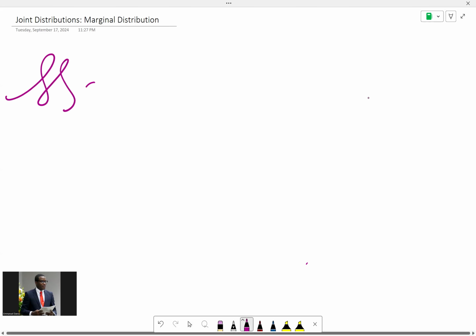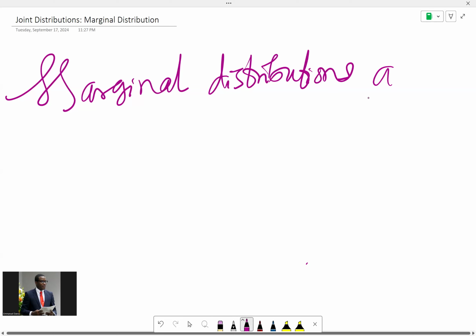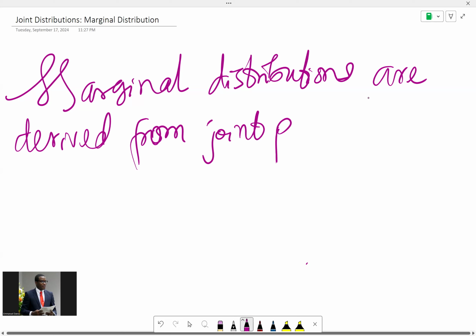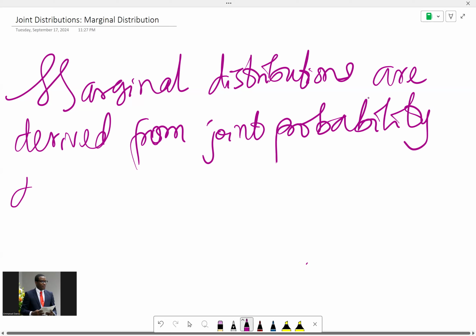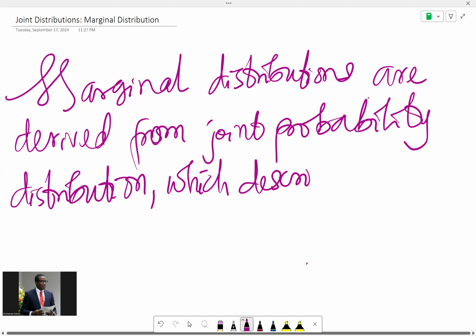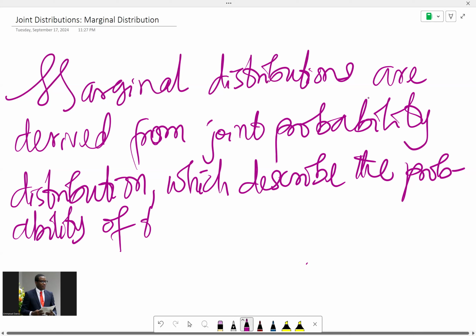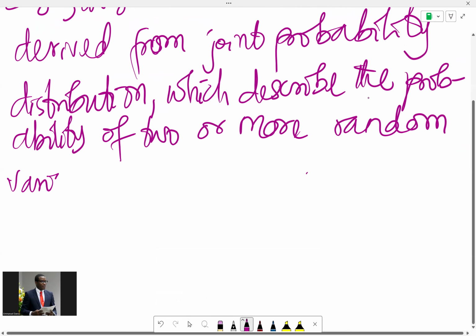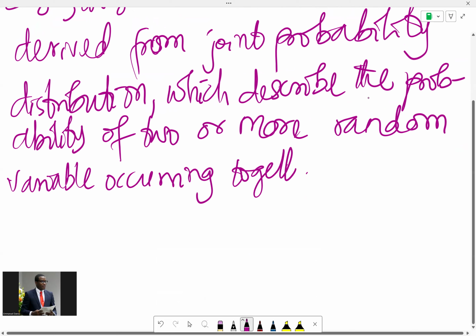Simply, marginal distributions are derived from joint probability distributions, which describe the probability of two or more random variables occurring together.